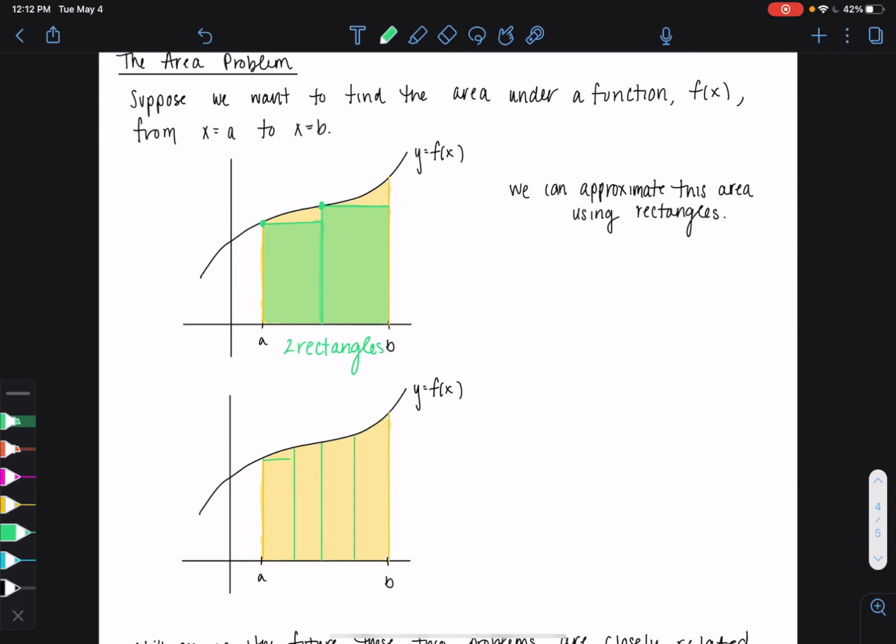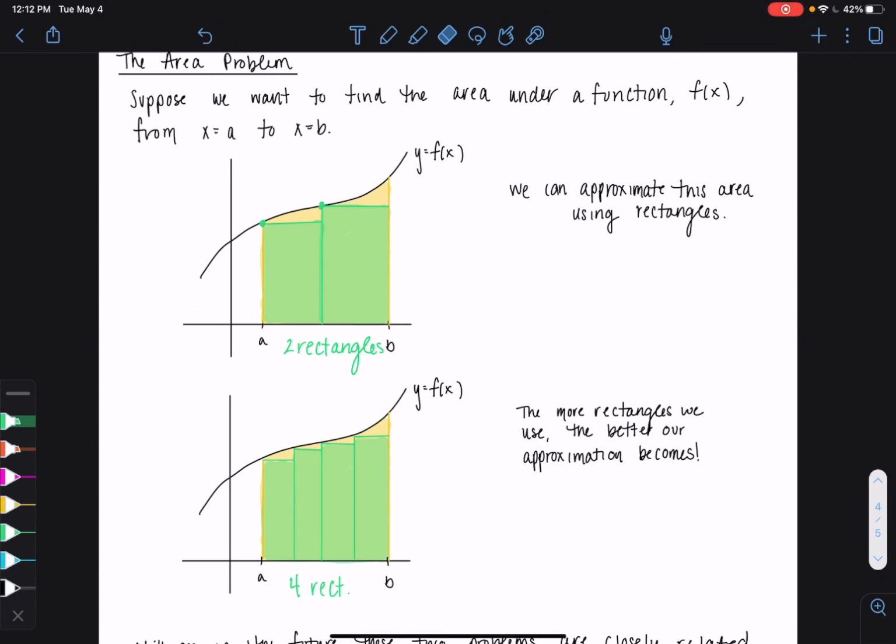So now I'm going to have equal width on the bottom, and I've got all of these heights of these rectangles using my function itself. So I would add up the area of these 4 rectangles to give me an even better approximation to my area under this curve. So you can see there is a lot less error going on than there is up here when I bump up and use 4 rectangles. So the more rectangles, the better our approximation ultimately becomes.